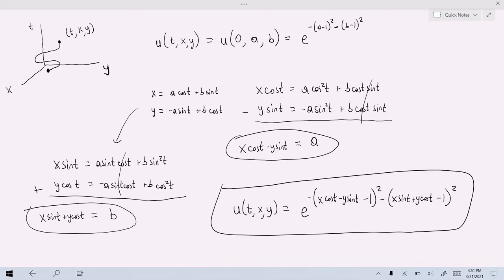So you can actually check by plugging this into the PDE and seeing that it satisfies the PDE. And you can also check that it satisfies the initial condition, all right?